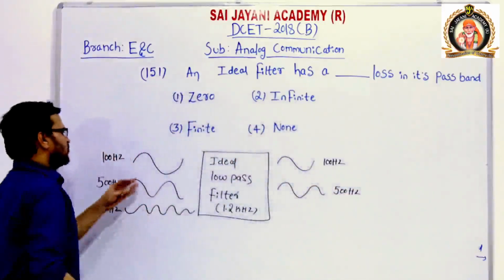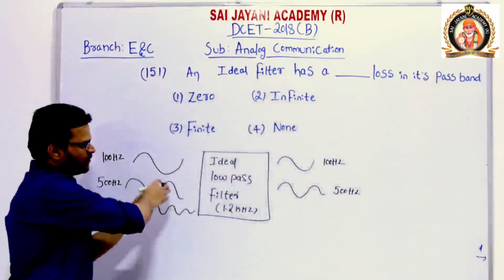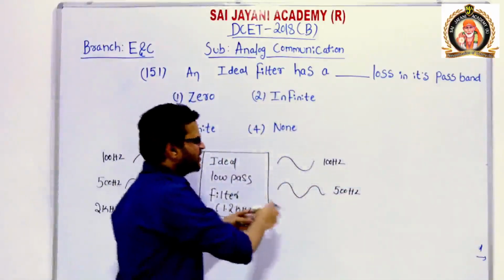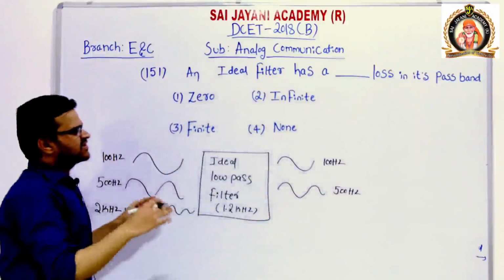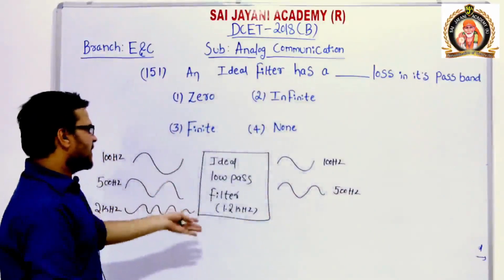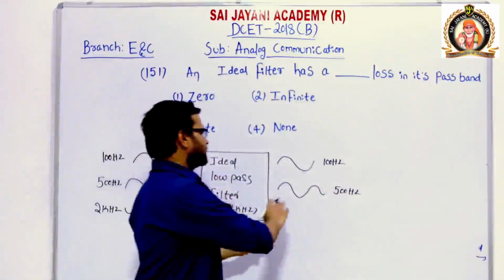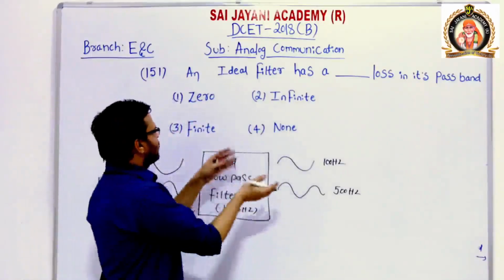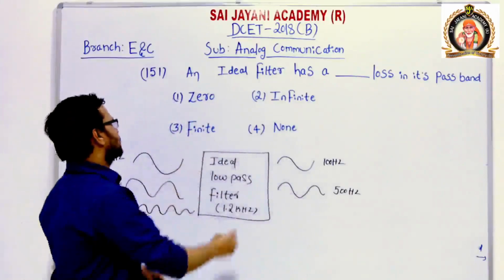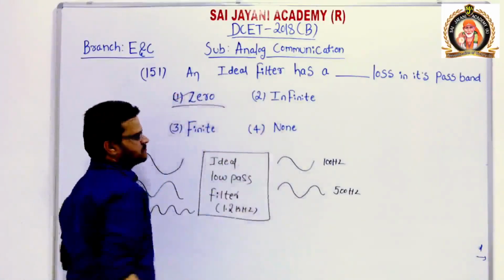Whatever amplitude is given at the input, at the output we also get the same amplitude. That means without distortion, without loss in the pass band, we get the signal at the output of the filter. So from the above options, the correct option is 0.